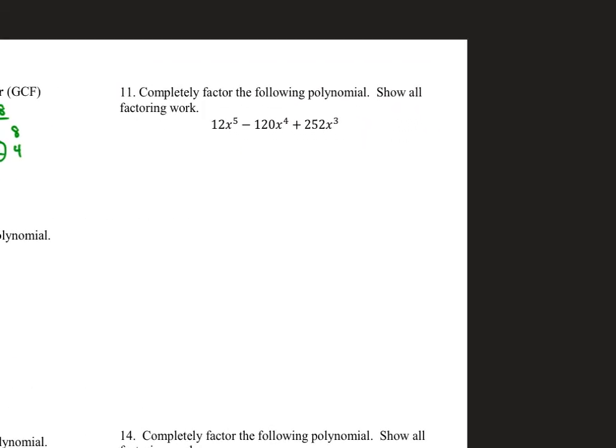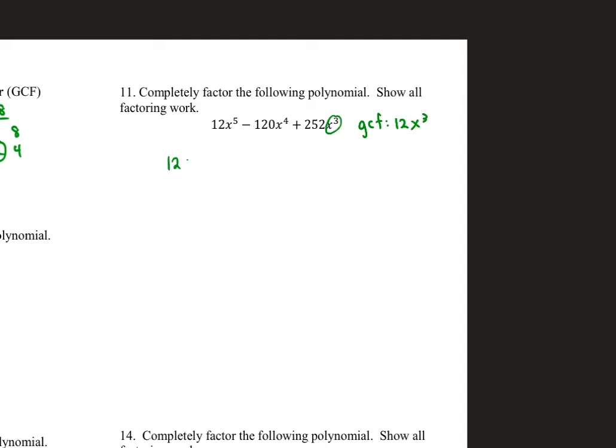All right, number 11, we're going to completely factor the polynomial. So first looking at my terms, 12, 120, and 252. So we know that the biggest my GCF could be is 12, but we'd have to check to see if 12 goes into 252. So if we do 252 divided by 12, we get 21, so that means my GCF is going to be 12, and then we look at the lowest degree exponent, which is x cubed.